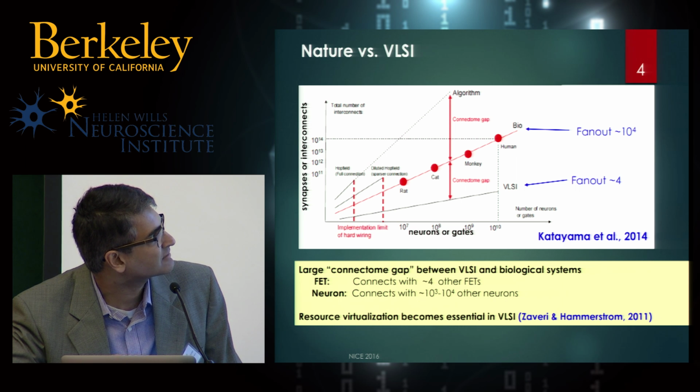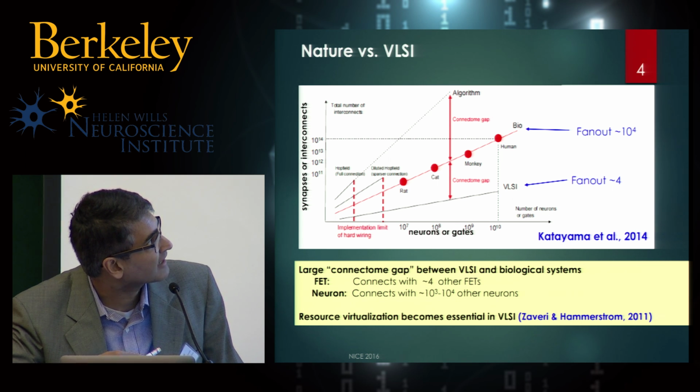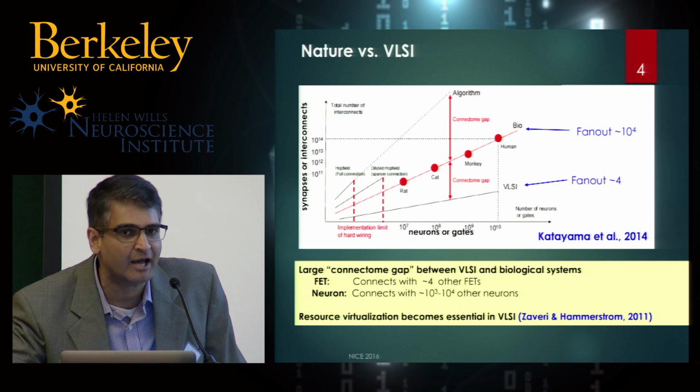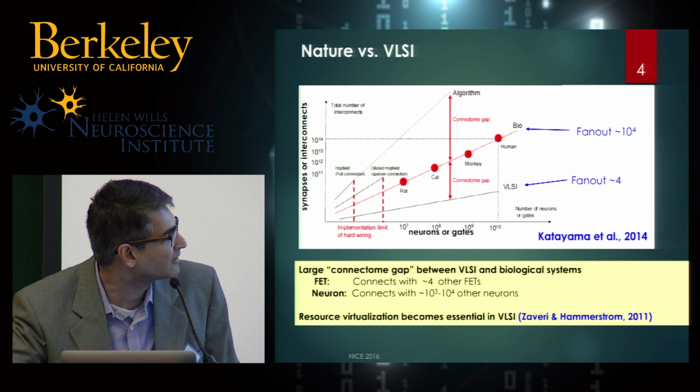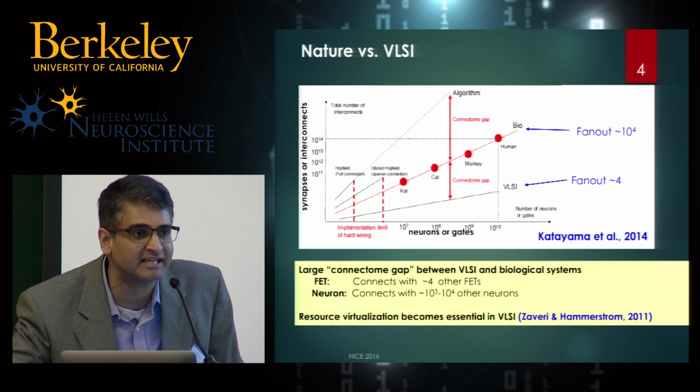And this illustrates this enormous connectome gap between VLSI and a biological system. And also, on the other hand, you have machine learning, which often can have a fully connected system. And so we really have to think a little bit carefully about how we want to implement a system like this in hardware. So resource virtualization also becomes an essential part in thinking about how to build a very scaled up system.